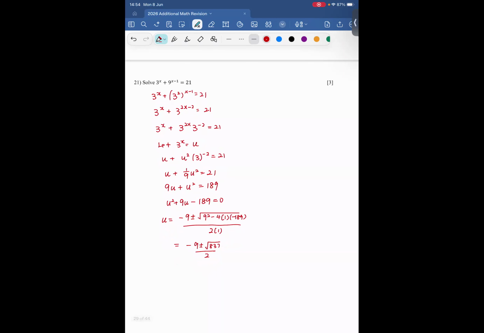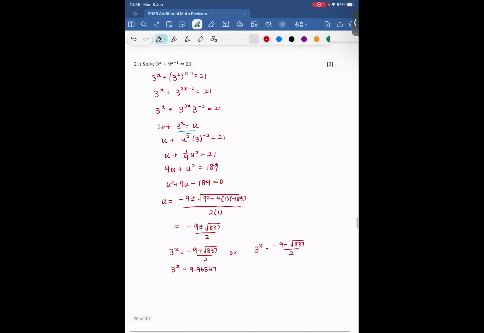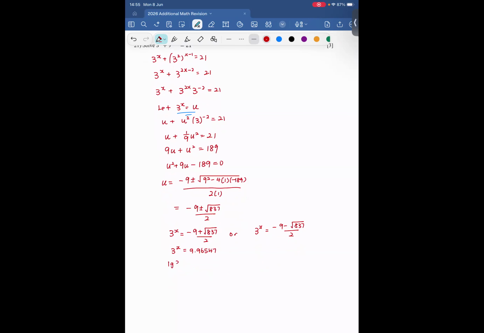So your u just now you let it be this, so now you need to change it back. So 3 power x equals negative 9 plus. Okay, if you are not comfortable, you can just write the decimal down. Okay, how to solve this? No choice, you have to use your law of logarithm. Log.